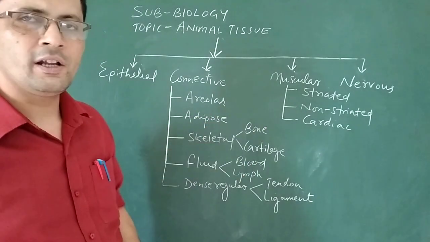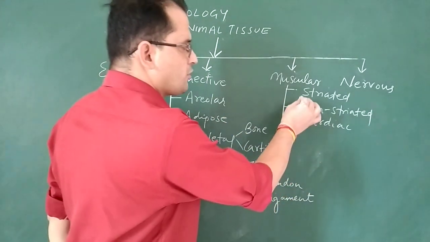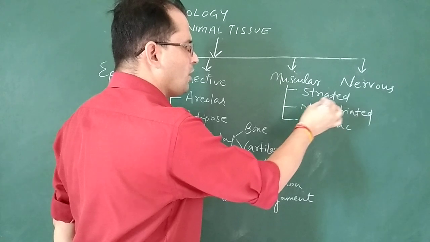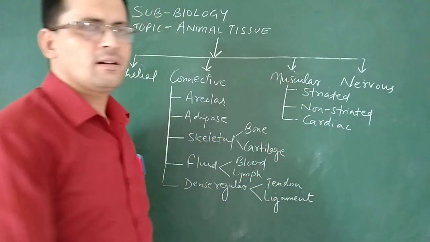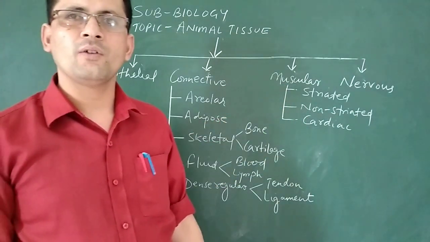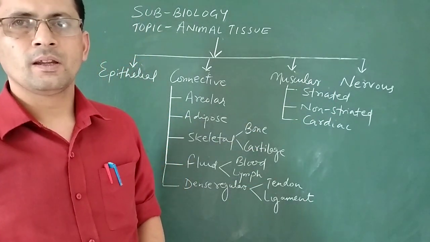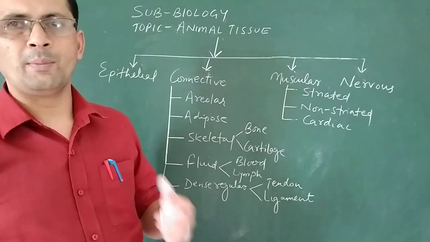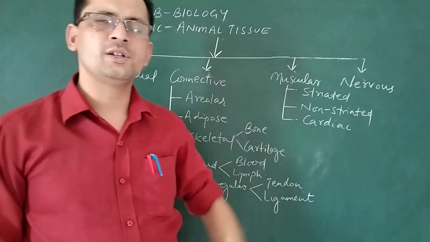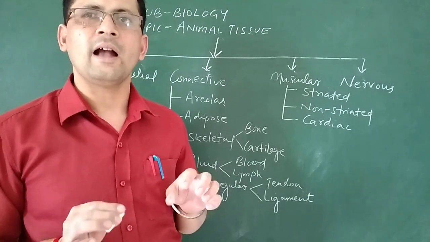The third one is the muscular tissue. Again you can see there is a division in muscular tissue. First is striated or skeletal, then non-striated or non-skeletal, and cardiac muscles. So these 3 come in the category of muscular tissue. The 4th one is nervous tissue. So epithelial tissue, connective tissue, muscular tissue and nervous tissue are the 4 types of tissues present in animals.